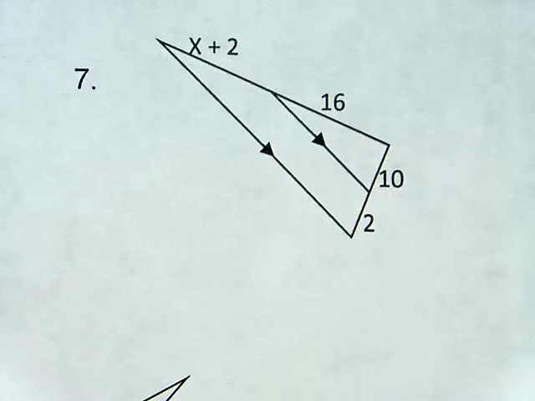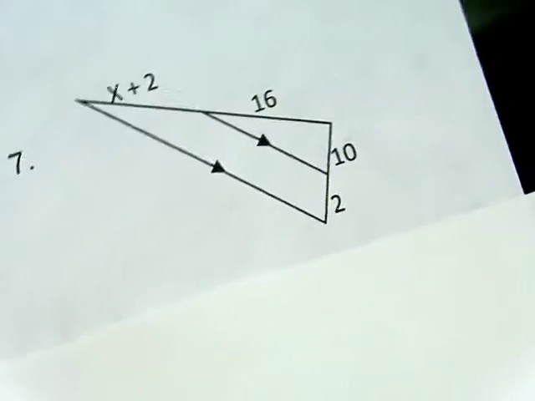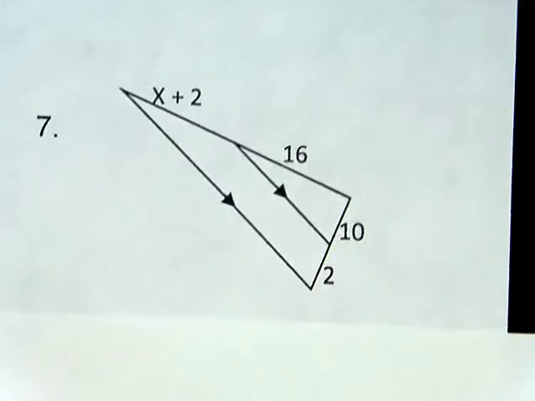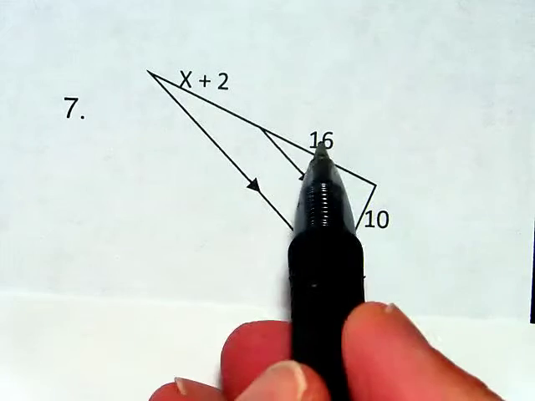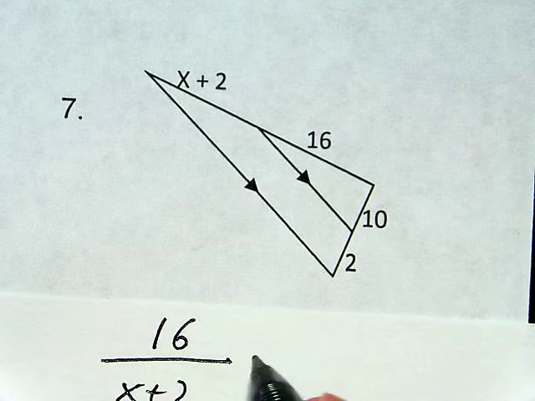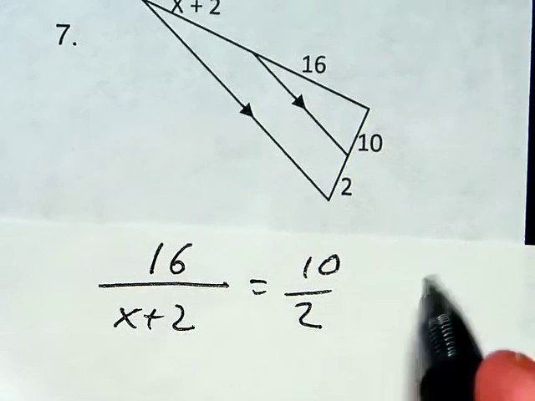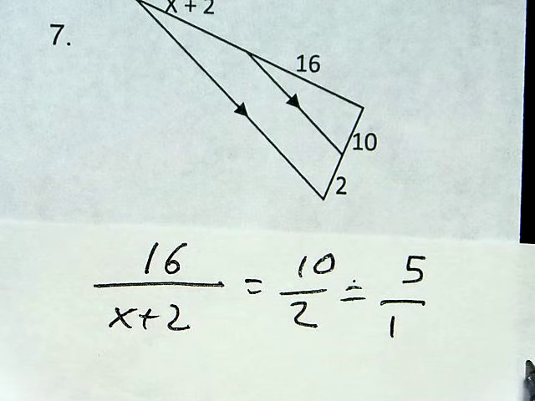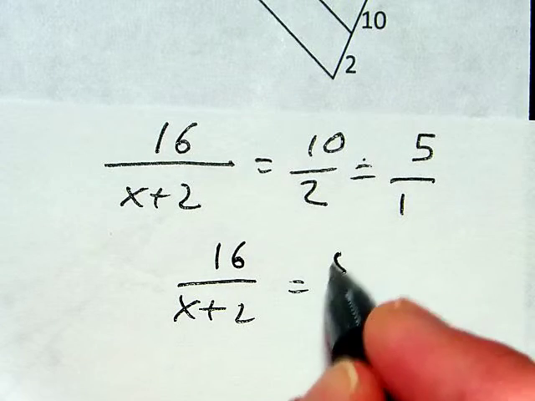So here we've got another triangle. Don't be fooled, it's on its side, but we can turn it like this and we'll see it's very much like the rest of the problems. Again, we've got the ratios of the segments. That's 16 over x plus 2 is going to equal 10 over 2. Well, 10 over 2 is the same thing as 5 over 1. That might make things a little easier. So we've got 16 over x plus 2 equals 5 over 1.